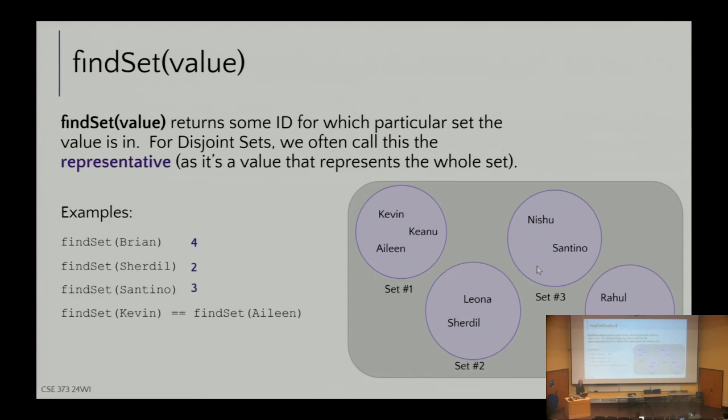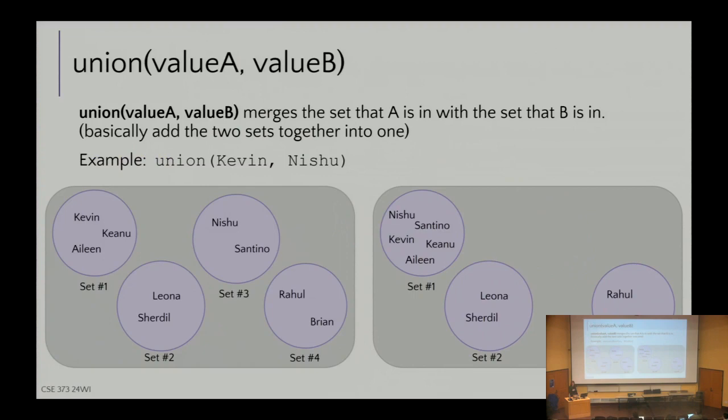Because I can find those representatives, that's what makes the are-they-in-the-same-set check very quick, because you just find set of Kevin, which, let's see, Kevin's over here in set 1, and then find set of Eileen. Oh, look, Eileen's also in set 1. So that's how I know that they are together already. If their set representatives were different, they're in different sets. Any questions about this kind of concept, how we're checking if things are already contained together? Cool. Okay, so how does union work?